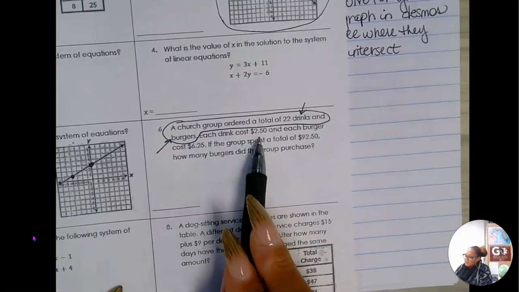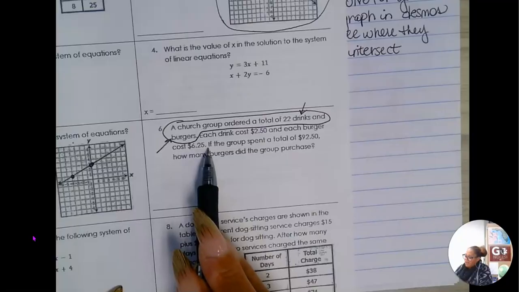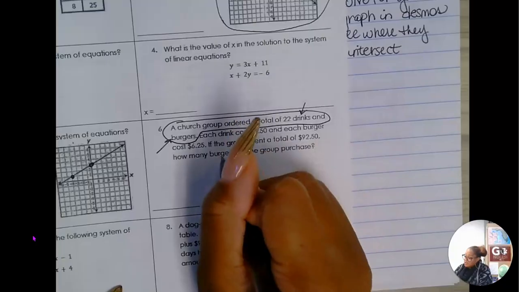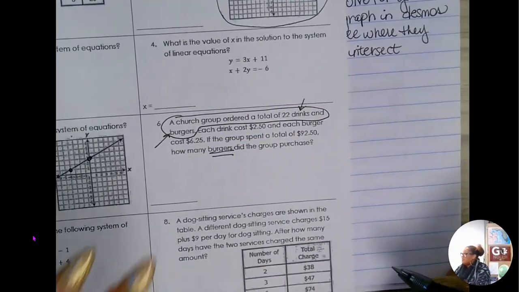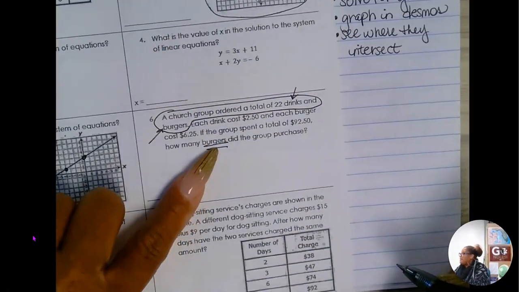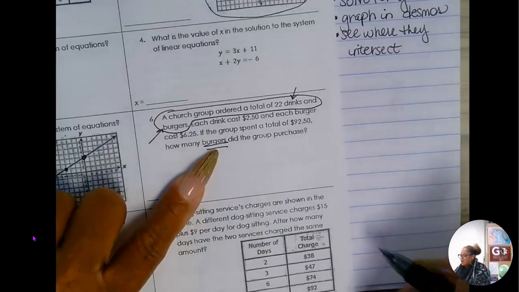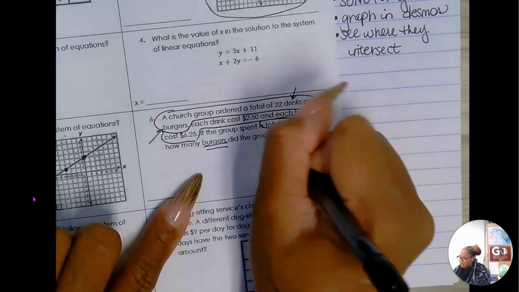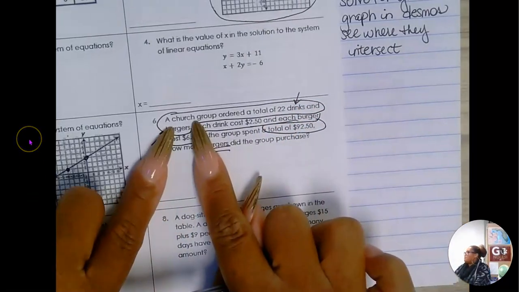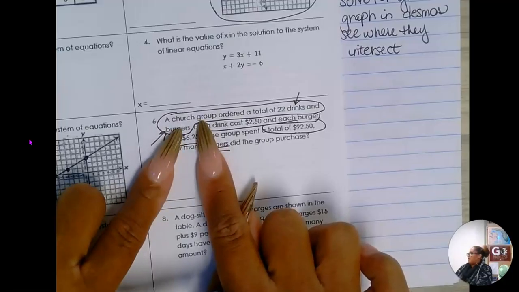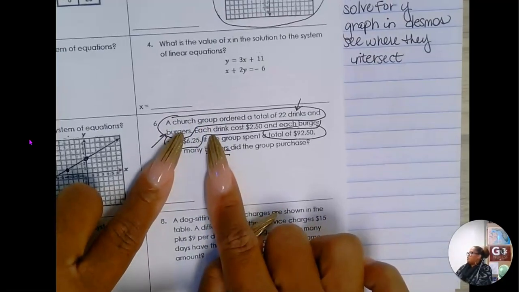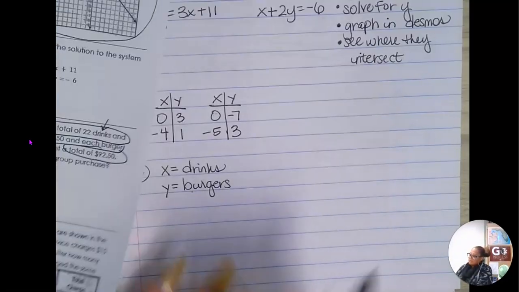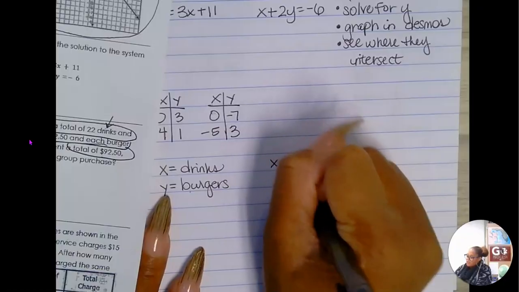Each drink costs $2.50 and each burger costs $6.25. If the group spent a total of $92.50, how many burgers did the group purchase? So not only do I have to create the system, but I've got to find the number of burgers. Let's start writing the system first and foremost. So this first bubble is its own equation. How do I build an equation with drinks, burgers, and 22? X plus Y equals 22.